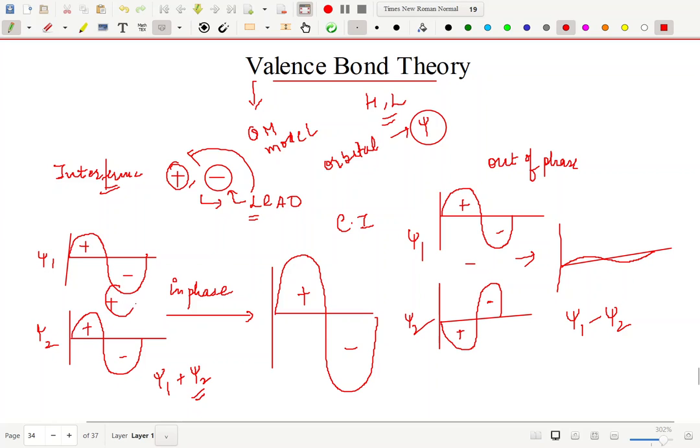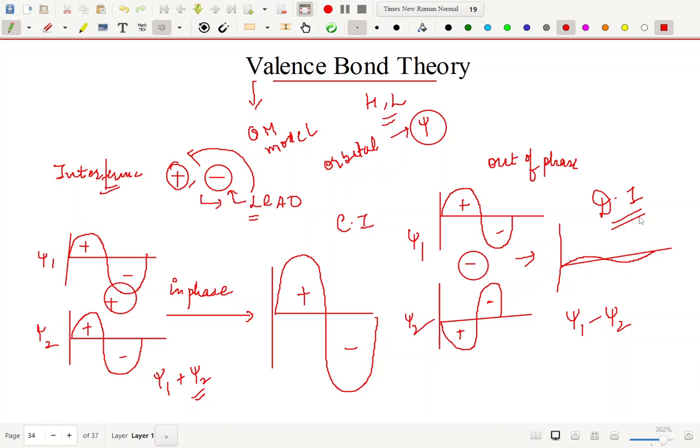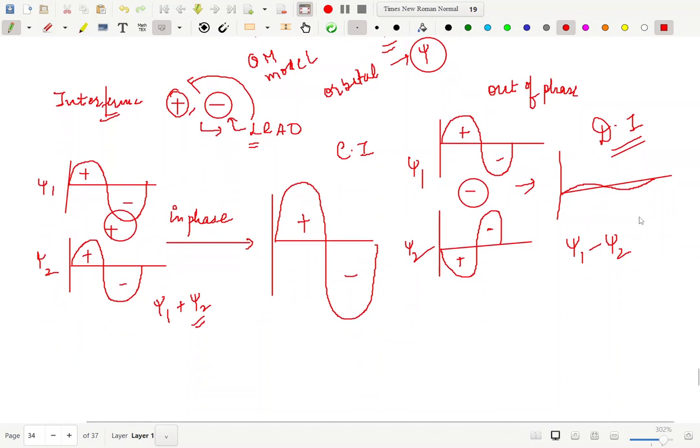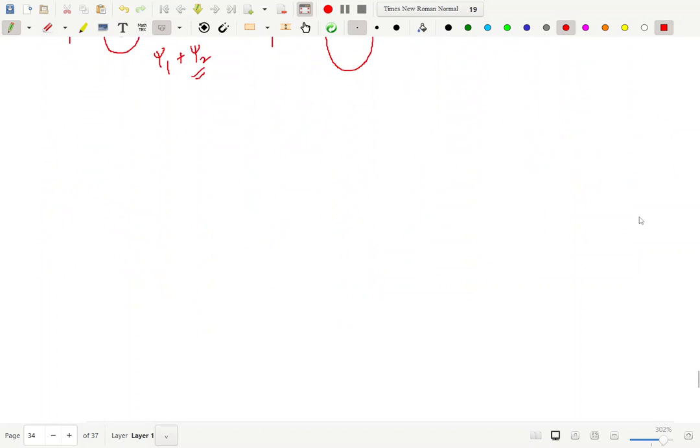Since both these are addition and subtraction, both these are linear combinations only. One linear combination is resulting in a constructive interference, and the other one is resulting in a destructive interference. So on the same lines, we can combine two different orbitals. Maybe we can combine ss orbitals together, sp orbitals together. We cannot combine s and d orbital together because they are of very different energies, and we can only combine orbitals of similar energies.